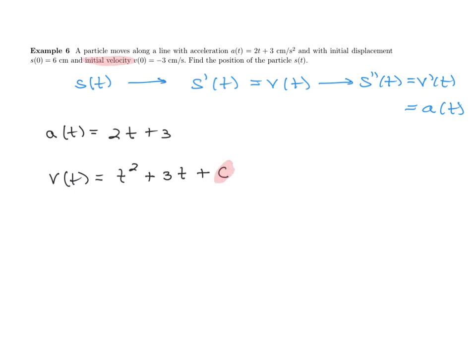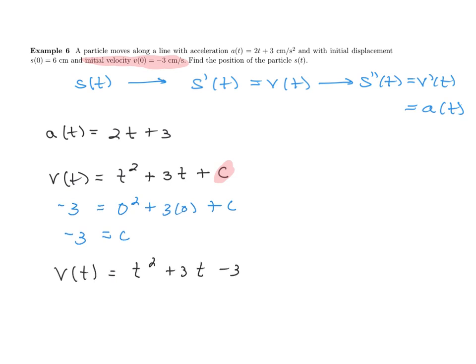Well, we're told the initial velocity at 0 is equal to -3. What we can do is put -3 here and put 0 in place of t, and that will allow us to solve for c. So -3 is equal to 0 squared plus 3 times 0 plus c. And when you simplify this, you get that c is equal to -3. We now have our velocity function. It's equal to t squared plus 3t minus 3.